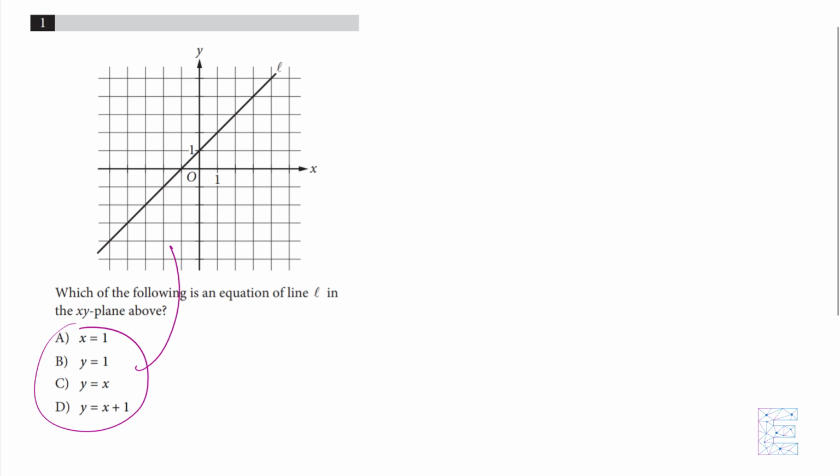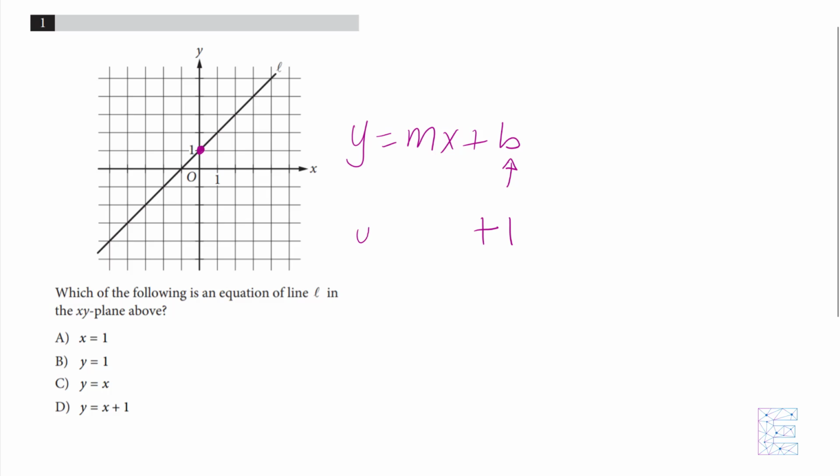Which of the following is an equation of line L in the xy plane above? So in this question, we're given a graph, and we are basically just looking for the equation that would give us that graph. And if you remember, once again, this is about linear functions, y equals mx plus b. I want to remind you that b stands for the y-intercept. So if you look at this graph, it's crossing the y-axis at 1. So we know that our equation has to have a plus 1 at the end of it.